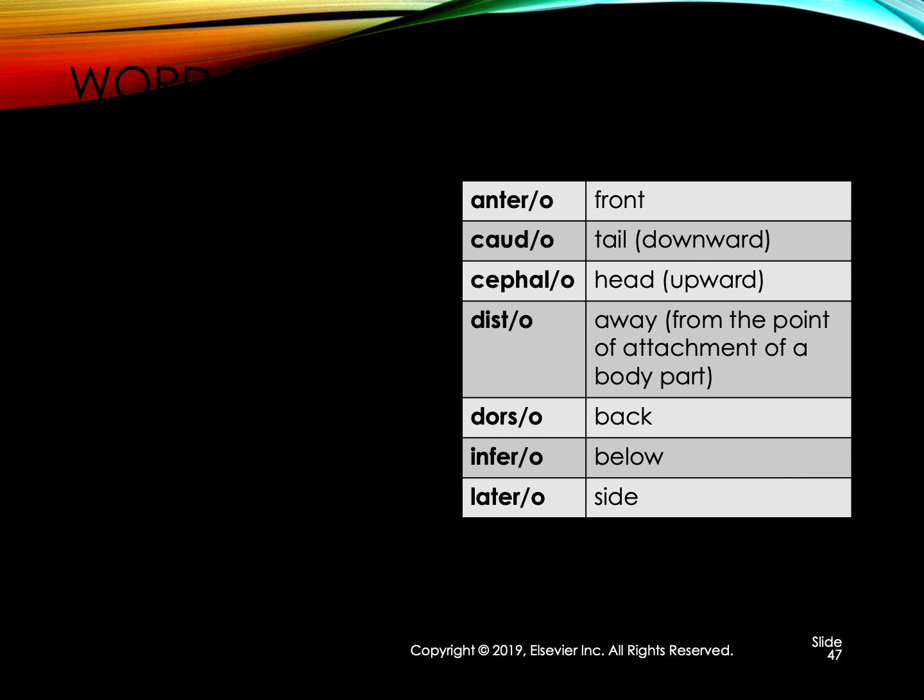So antero is referring to the front part of the body. Think anterior. Anterior is the front of the body, all right? Where caudal is tailward. Okay, pertaining to the tail or down. Cephalad, like I mentioned, is headward or upward. All right.